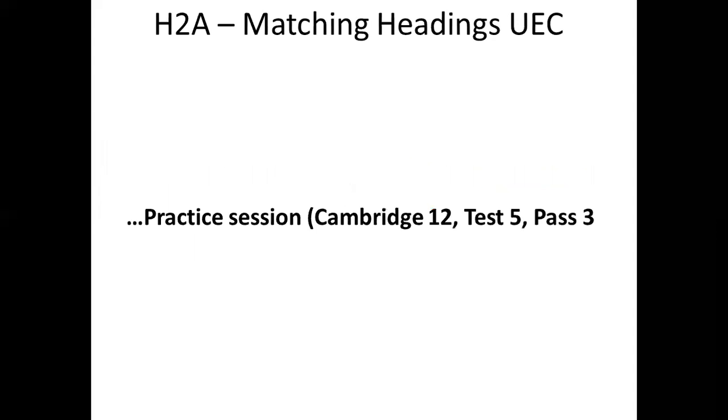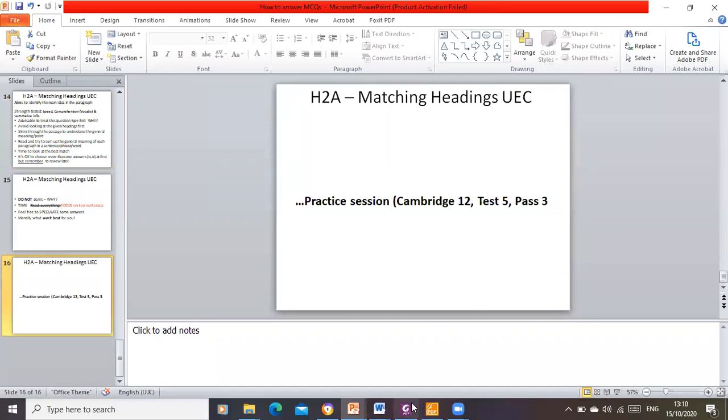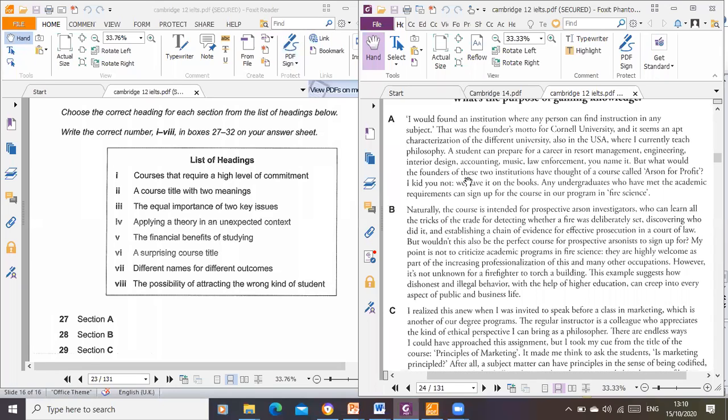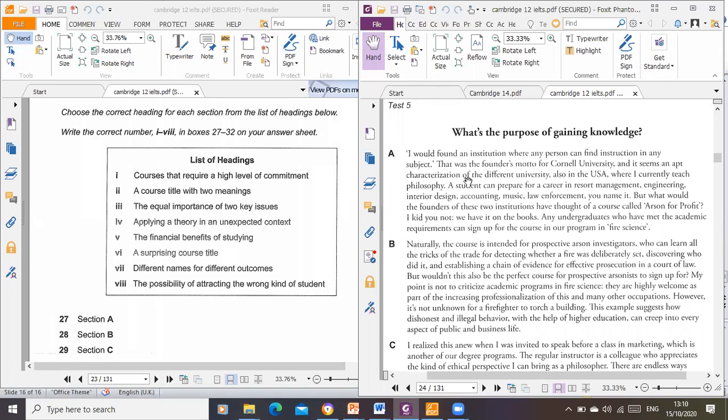All right. So I'm going to move on to that Cambridge passage now and attempt it as though I am in an exam condition. I'm going to share my PDF screen showing that portion of the Cambridge IELTS. Now, it doesn't matter if you have treated this question before. I have this question before me. What's the purpose of gaining knowledge? That's the passage.